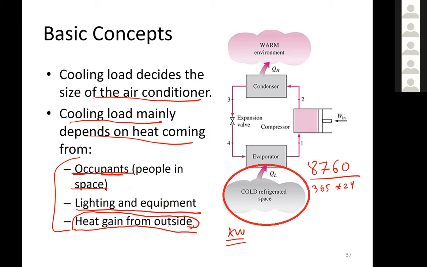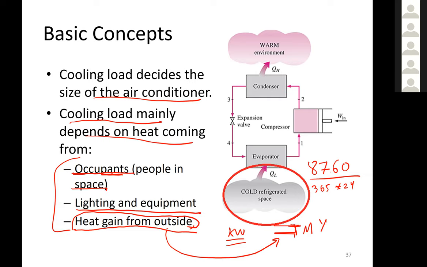Heat gain from the outside, in this case, of course, you need what we call the typical meteorological year for the given place. The typical meteorological year is going to give you the dry bulb temperature, it's going to give you the humidity, and it's going to give you solar radiation. And usually for this, we have, again, 8,760 hours. So for each hour, for each typical hour of the year, you have a cooling load. And the cooling load is being provided in kilowatts.